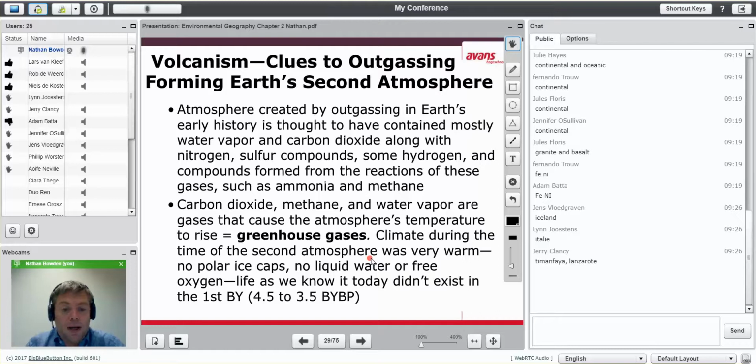There were no polar ice caps, no liquid water. There was very little or no, well, as a chemist, I don't like saying that there is no. There were undetectable amounts of oxygen in the atmosphere. And life as we know it did not exist for the first billion years of our planet.